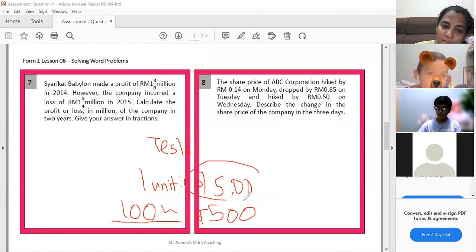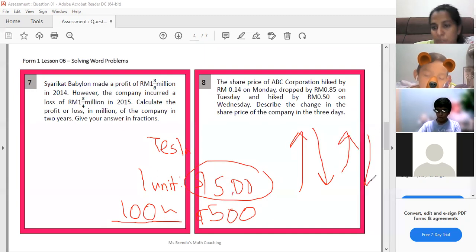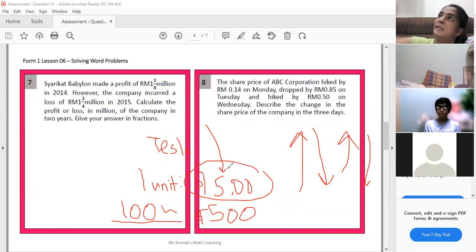No. The price of the share will go up and down, up and down. It will fluctuate. So let me ask you, if you bought something for 5 ringgit and then it became 6 ringgit later, is it a profit or loss for you? If your share price went up, profit.